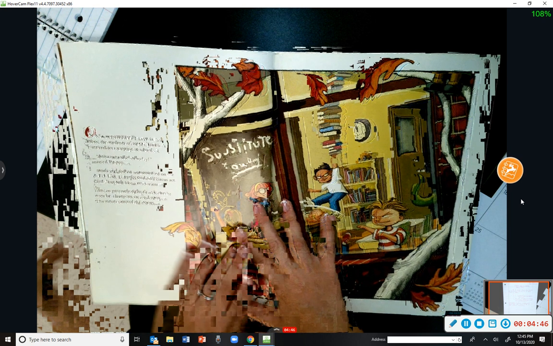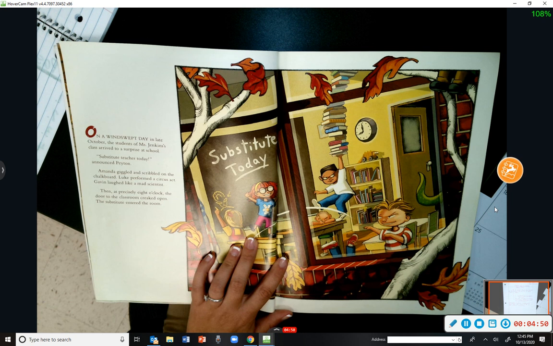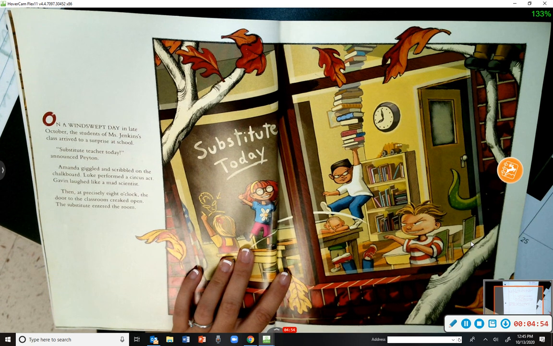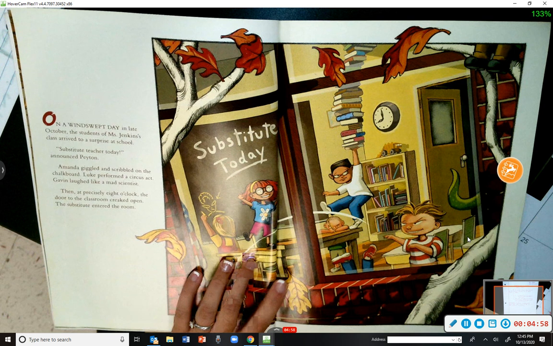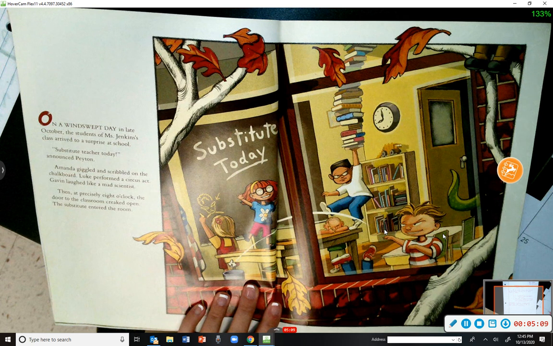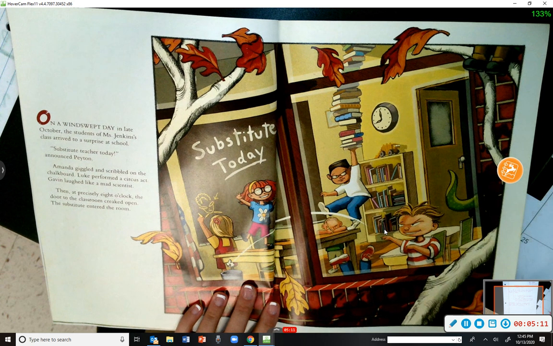On a windswept day in late October, the students of Miss Jenkins' class arrived to a surprise at school. "Substitute teacher today?" announced Peyton. Amanda giggled and scribbled on the chalkboard. Luke performed a circus act. Gavin laughed like a mad scientist. Then, at precisely 8 o'clock, the door to the classroom creaked open. The substitute entered the room.